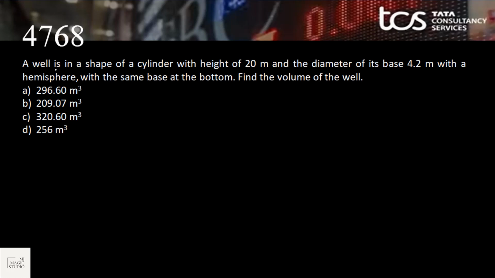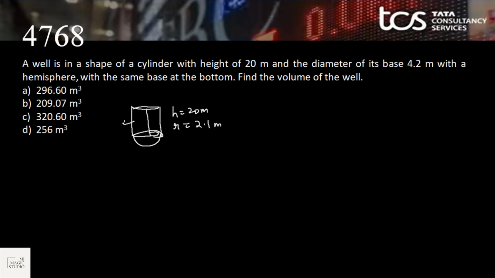A well is in the shape of a cylinder with height 20 meter and diameter of its base 4.2 meter. That means radius is 2.1 meter. With a hemisphere with the same base at the bottom. Here we have this hemisphere. Find the volume of the well.